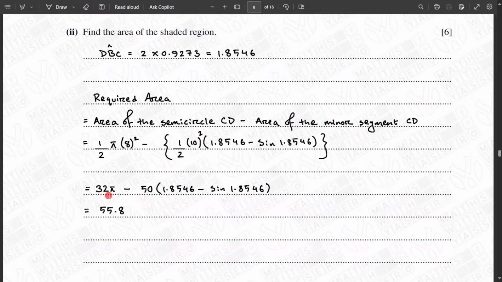So that gives us 32 pi minus 50 times 1.8546 minus sine 1.8546. That will give you 55.8 square units.